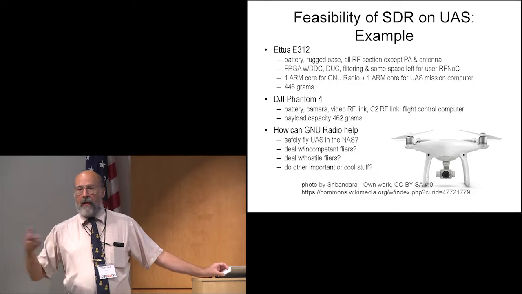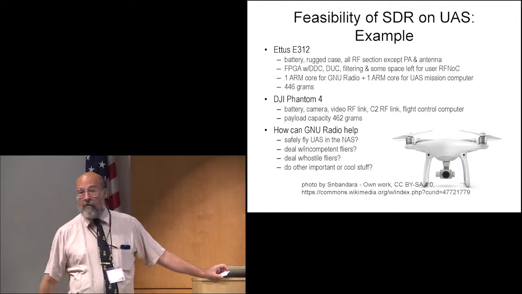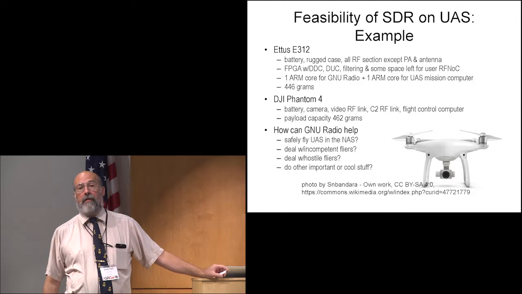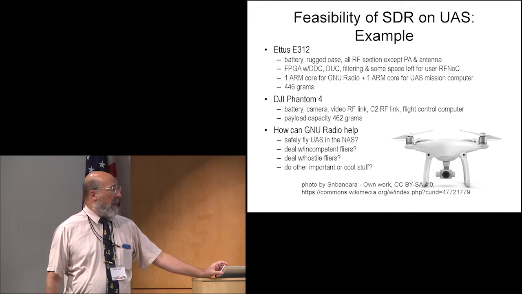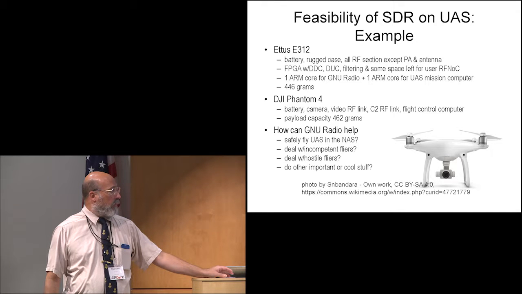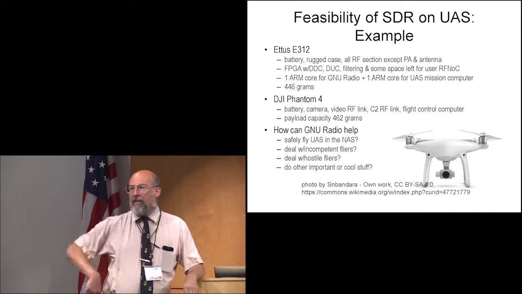This is a similar problem, again, to the discussion with the FCC. I'm a lot more worried about radiation from people who just don't know what the heck they're doing than from people who are malicious. But then there's the handful who actually are malicious. We do have hostile flyers of these small, cheap craft. And how do we use GNU Radio to do other important or cool stuff with UAVs? So that's my set of motivational slides.